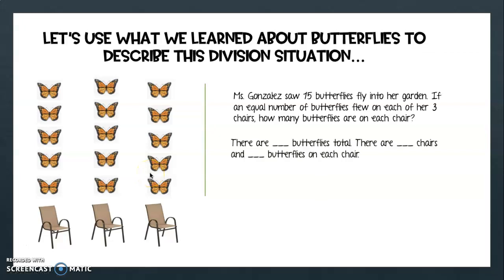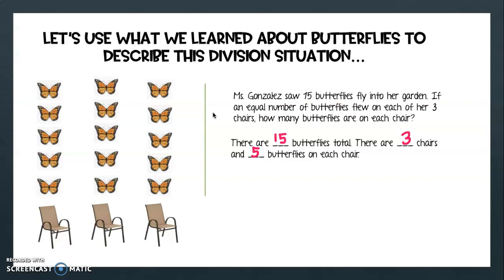So I'm going to use this sentence stem in order to describe this division situation. There are 15 butterflies total. There are 3 chairs. Now remember, each chair represents an equal group. And I know that in each equal group there are 1, 2, 3, 4, 5 butterflies. So I can say that there are 5 butterflies on each chair.